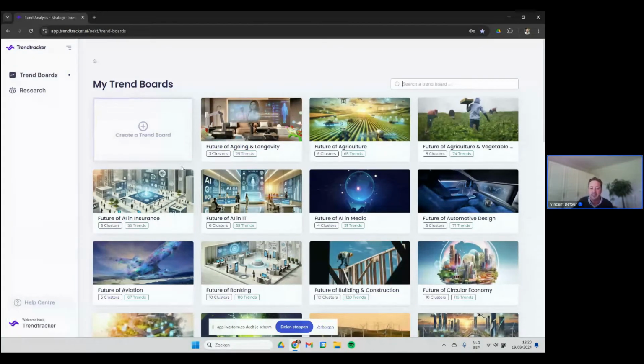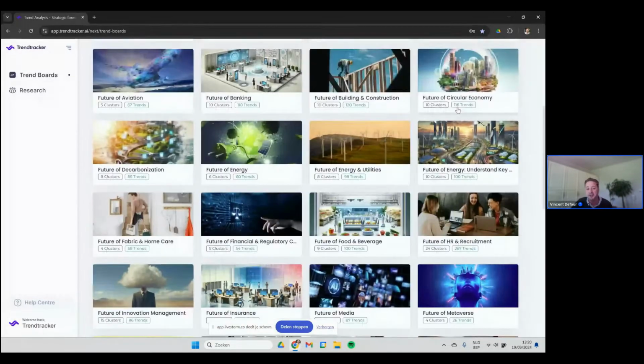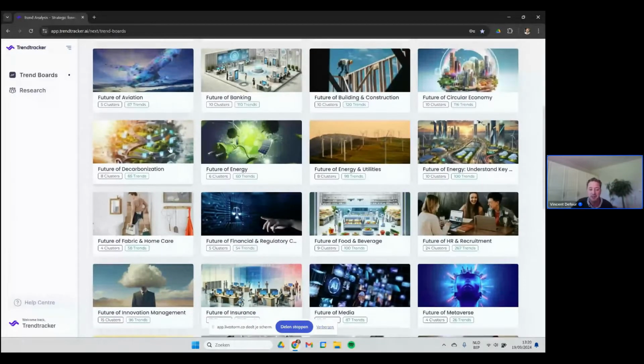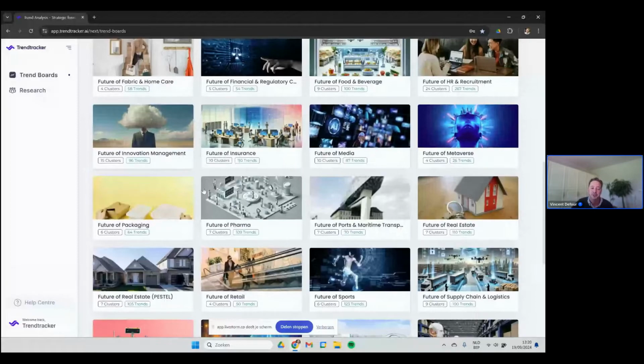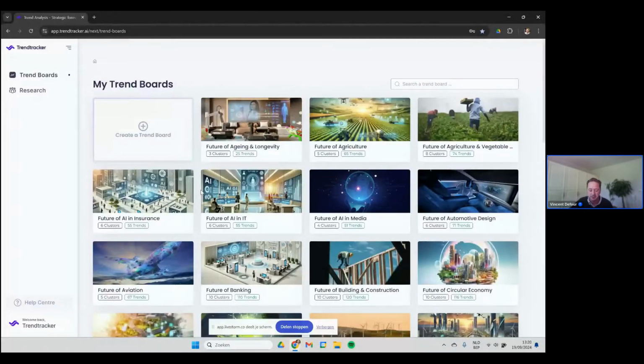So Trendtracker enables you to monitor any kind of domain in any industry. It can be about a domain like monitor the future of aging, monitor future of agriculture, circular economy, energy and utilities, decarbonization, tech, you name it. Basically, any domain can be monitored with Trendtracker. This is just my small demo environment that we typically use as a first demo for our customers.